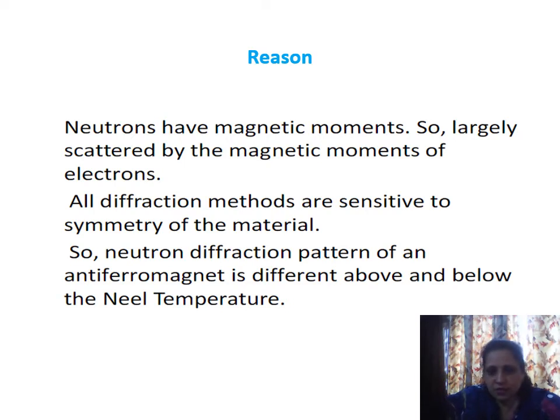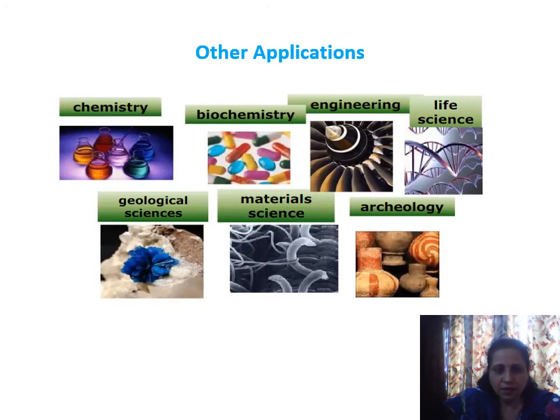Now its reason is that neutrons have magnetic moments, so they are largely scattered by the magnetic moments of electrons. All diffraction methods are sensitive to the symmetry of the material. So the neutron diffraction pattern of an antiferromagnet is different above and below the Néel temperature. Determination of the structure of manganese oxide is one of the important applications of neutron diffraction we have seen in the earlier slides.